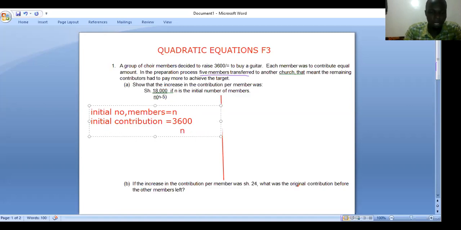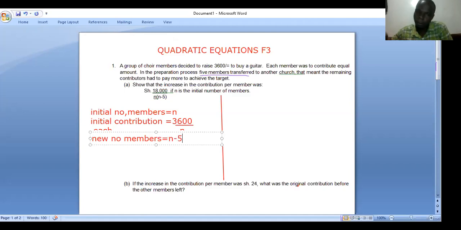That n there, n can be even 40, n can be any value. If you are not given the value, you are supposed to just choose any value. That is the initial contribution. The new contribution after members left: the new number of members is n minus 5. They were 40 and then 5 left, so the remaining is 40 minus 5, which is n minus 5. N is just any value, we'll calculate it later on.